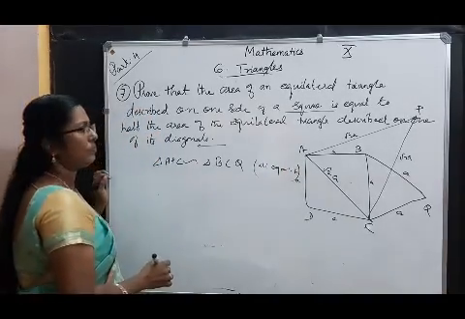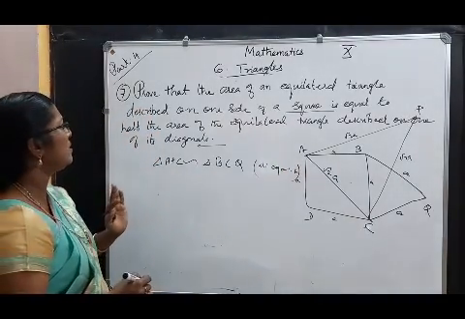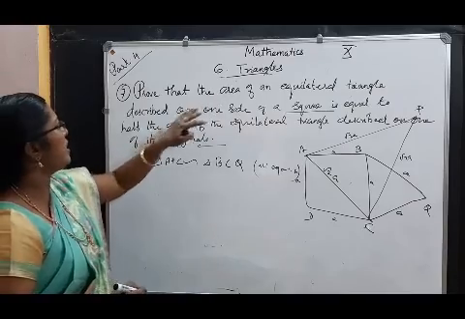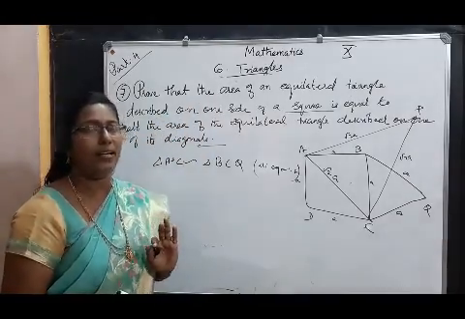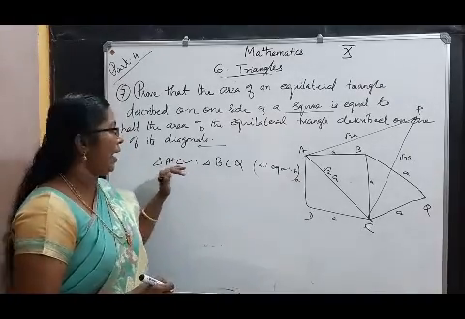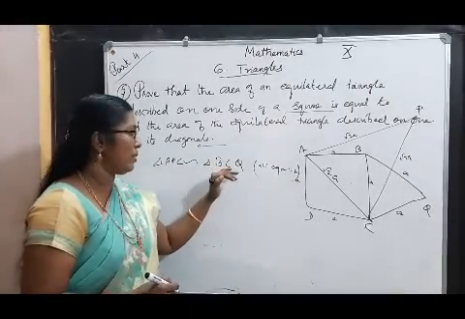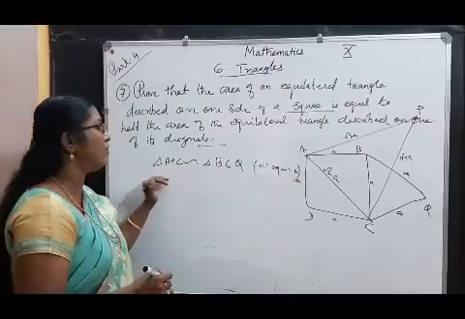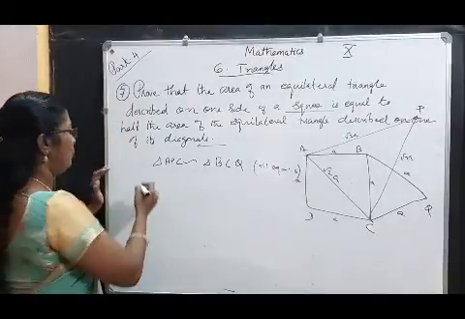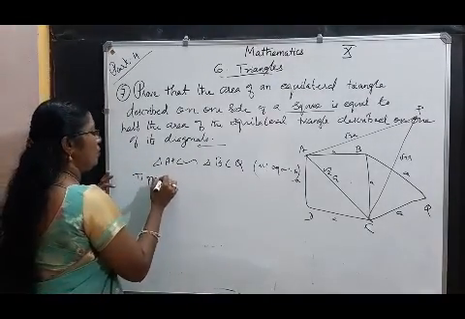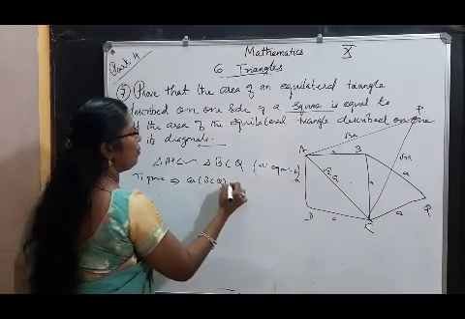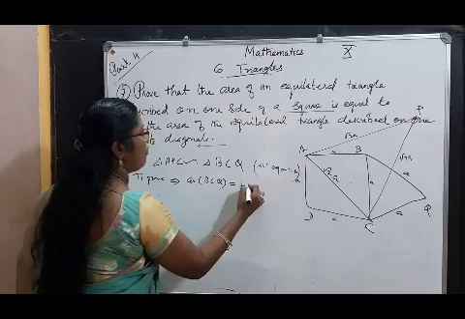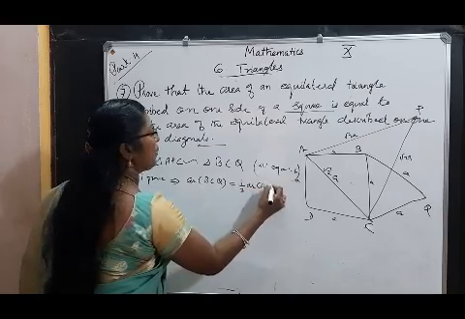Okay, that's the reason. Then our aim is to prove that the area of the equilateral triangle on one side of the square is equal to half the area of the equilateral triangle on the diagonal. This is the larger and this is the smaller triangle. The smaller triangle is half of the area of the larger triangle. What is to prove? Area of BCQ equals half of area of APC.